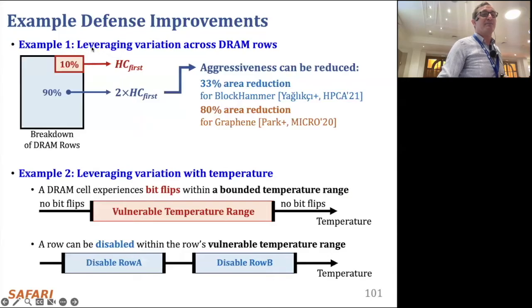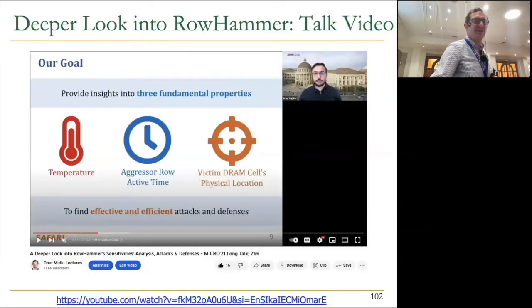Let's look at the variation. So we found out, for example, that 10% of the DRAM cells are twice more vulnerable compared to the remaining 90% of the DRAM cells. Now, if you know which DRAM cells are more vulnerable, you can customize your defenses to protect the more vulnerable ones more. And we showed significant area reductions for state-of-the-art mechanisms, which we'll briefly talk about some of them. Okay, I'm not going to talk about the temperature because we still have more things to cover. And there is a lot of information on this topic.